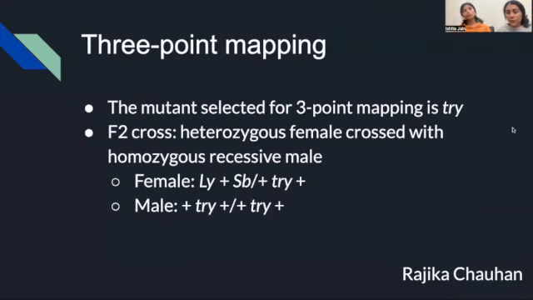So the next experiment we conducted was 3-point mapping with the tri allele, and we received simulated data to determine where the tri mutation was located relative to two other genes on chromosome 3, which we were told the tri mutant is located on. In order to conduct a 3-point mapping cross, we crossed a heterozygous female with a homozygous recessive male. This means that the female was a heterozygote for all three of the genes under study, and the male was homozygous recessive for all three of the genes under study.